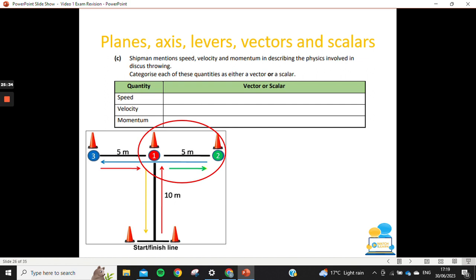So if we imagine we have an athlete that's 100 kilograms and is running from cone 1 to cone 2, what would our speed, our velocity, and our momentum be? Again, I'll give 15 seconds. Just try and think of what the speed, the velocity, and the momentum would be. The 100 kilo athlete is going from cone 1 to cone 2 in 1 second. What is their speed, their velocity, and their momentum?